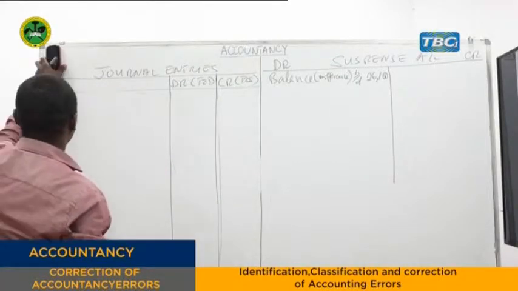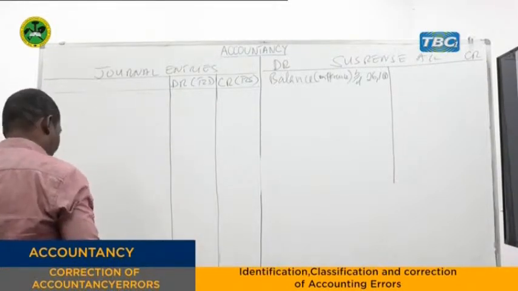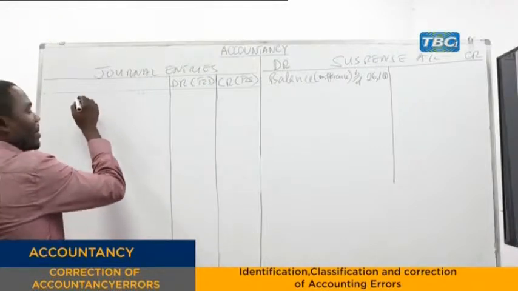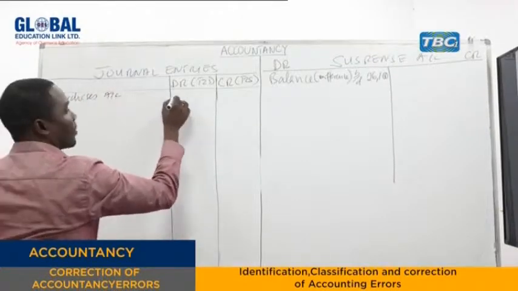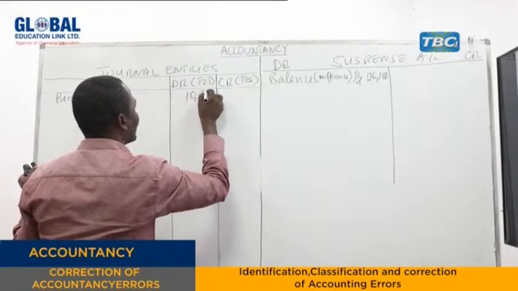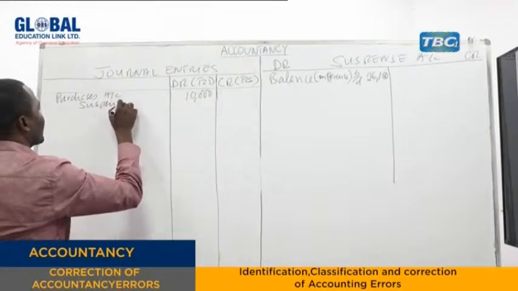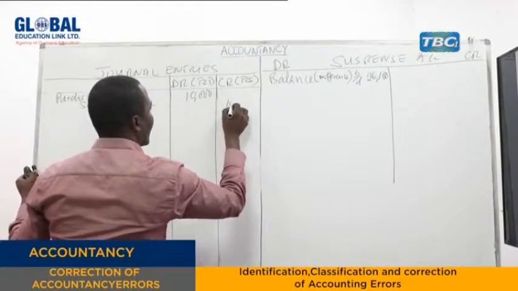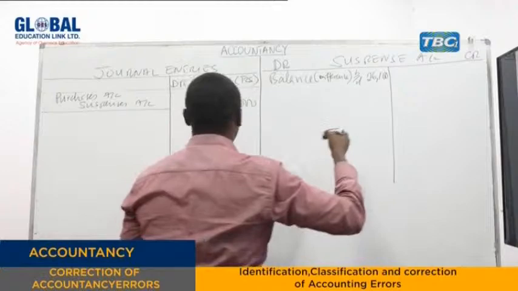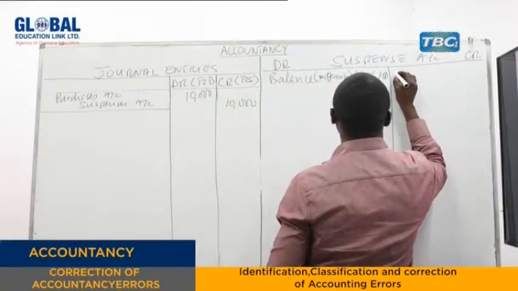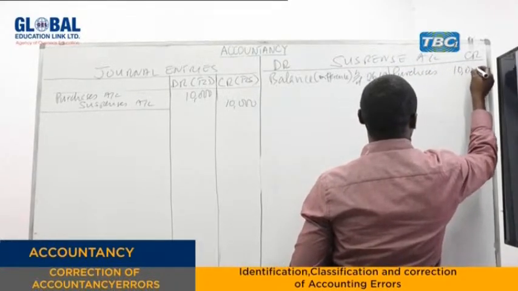This is our journal. So we debit purchases account 10,000. We credit suspense 10,000. Remember to write the narration and transfer to suspense. Suspense should be credited. We write here the corresponding account, purchases 10,000.